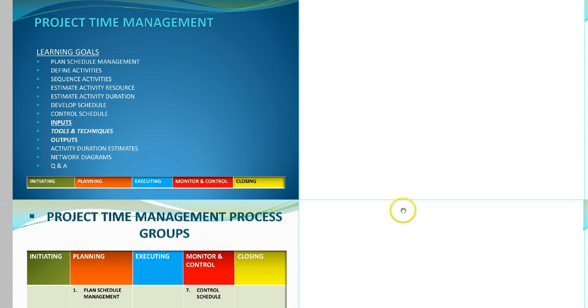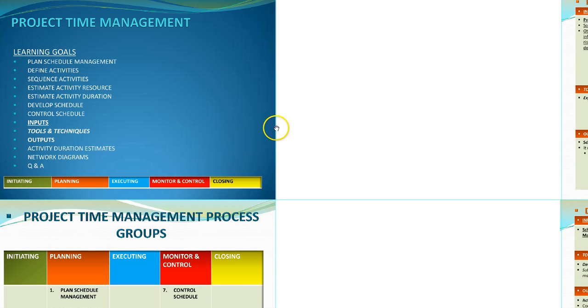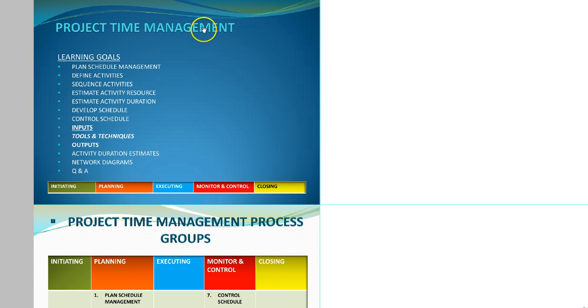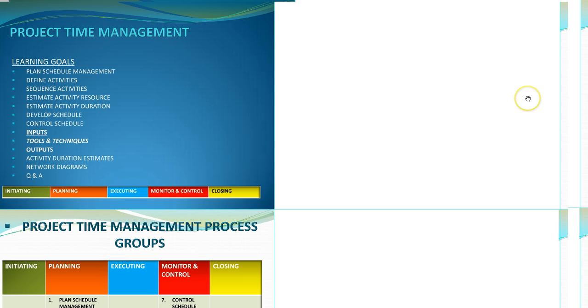So let's get to what we are going to see in the project time management. So learning goals: plan schedule management is one of the processes. Defining activities, sequencing activities, estimating activity resources, estimating activity duration, develop schedule, control schedule, and the inputs, tools, techniques, outputs. Then we have to define the time that's required for each and every activity. Then we are going to work with network diagrams and questions and answers.